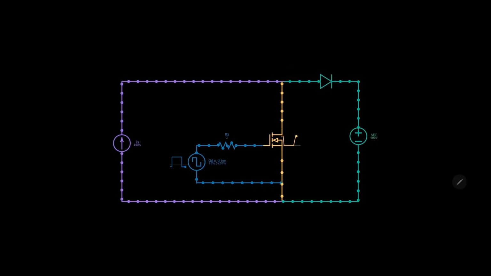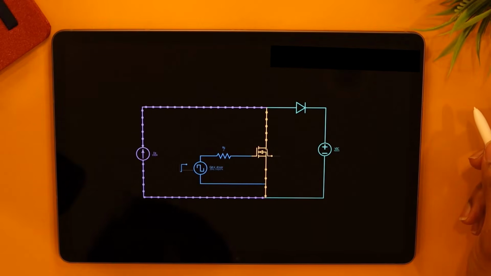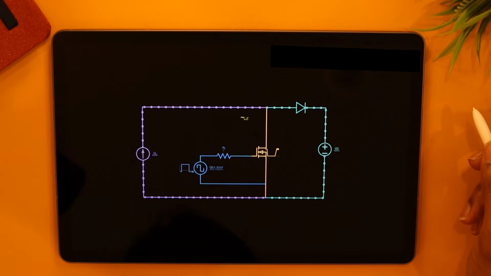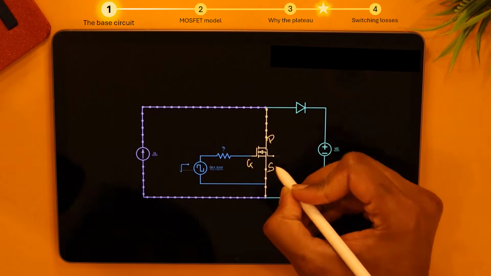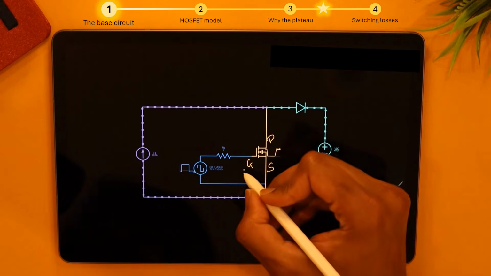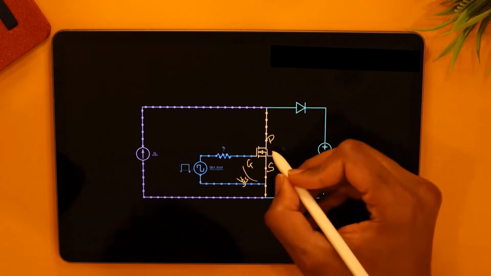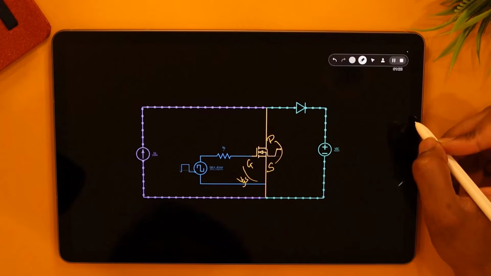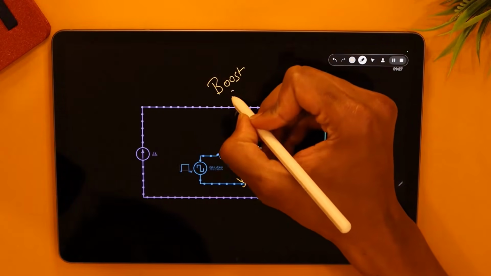As you may already know, a MOSFET is a 3-terminal semiconductor device which is used as a switch in power converter circuits like this one. The 3 terminals being the gate, drain, and source. The voltage from gate to source, VGS, is what controls the switch state between drain and source. So the circuit we are considering in this video is a simple boost converter kind of setup.